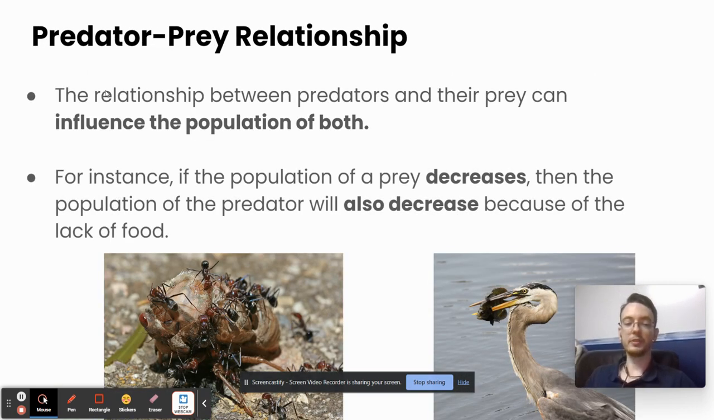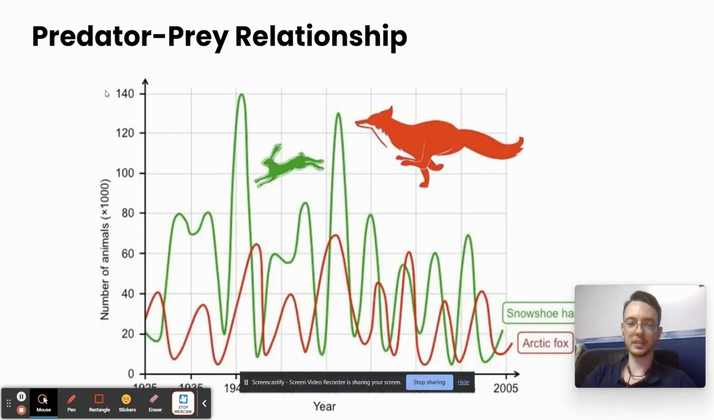Now, this interaction between predators and prey can actually influence the population numbers of both species. Okay, so this is a really key point to take away, and I'm going to show you a graph to explain this better. So on this graph, the green line represents snowshoe hares, so like rabbits, and the red line represents the Arctic fox. So as you can see on the graph, every time the green line starts to go up, the red line will quickly follow. But when the red line starts getting too big, the green line starts to decrease. And when the green line starts to decrease, the red line starts to decrease too.